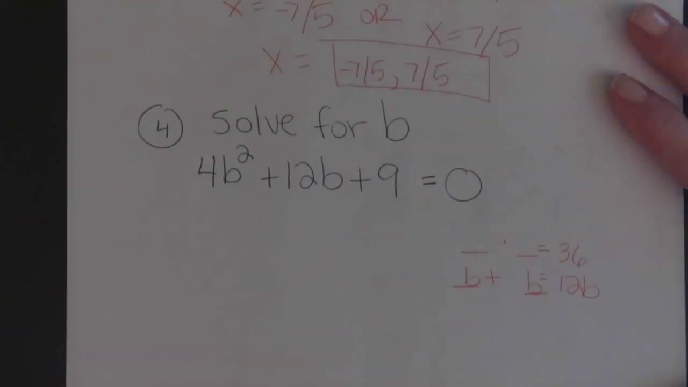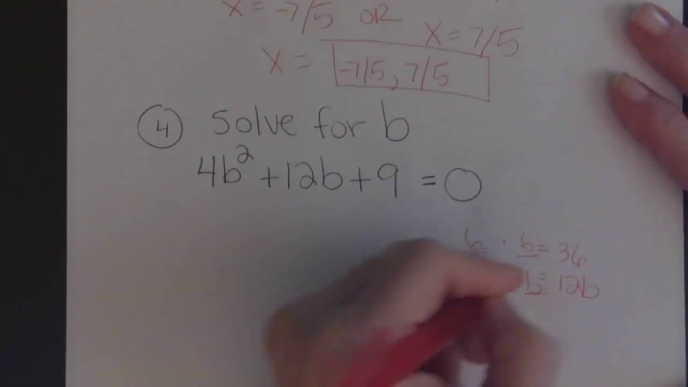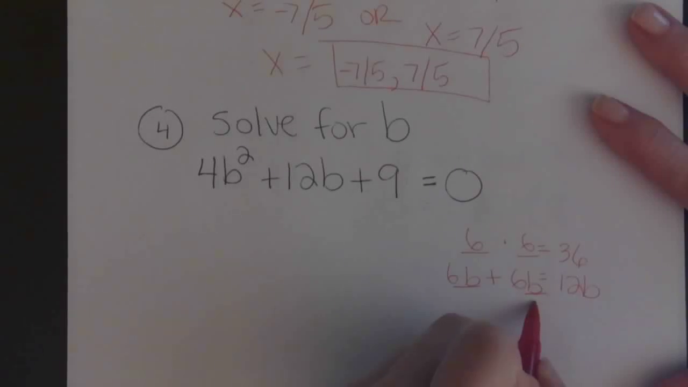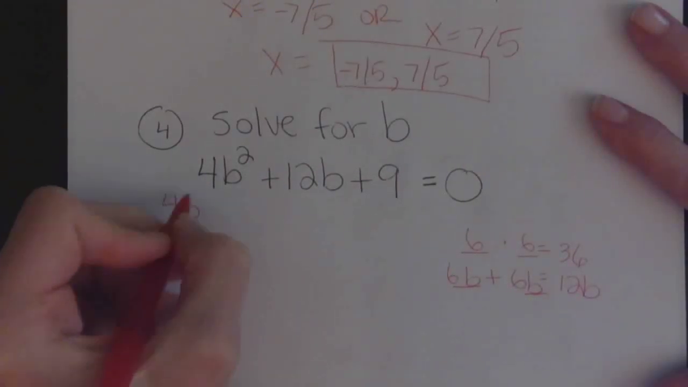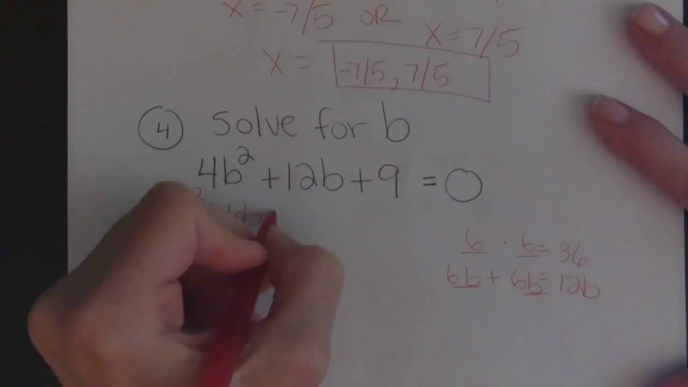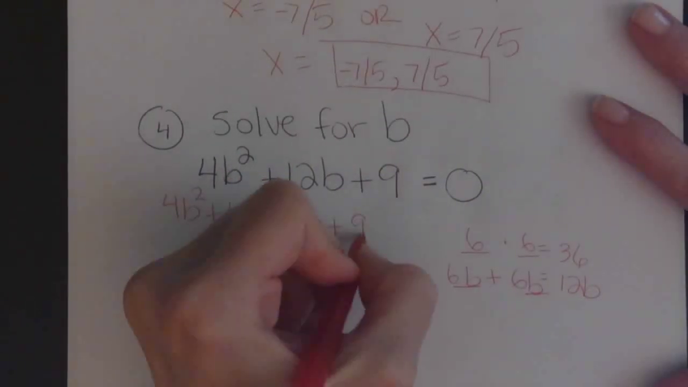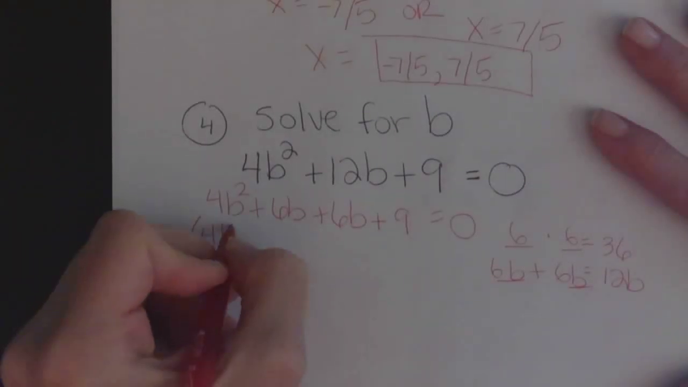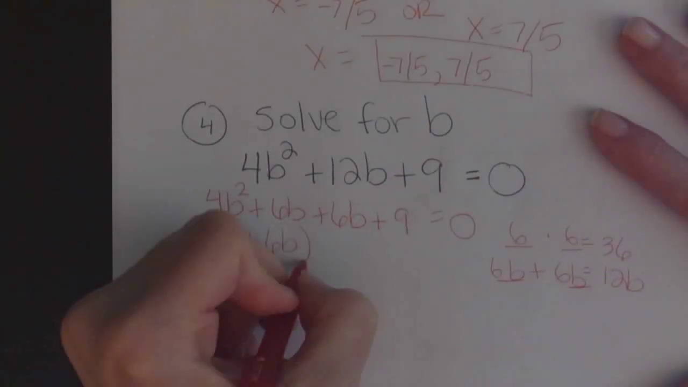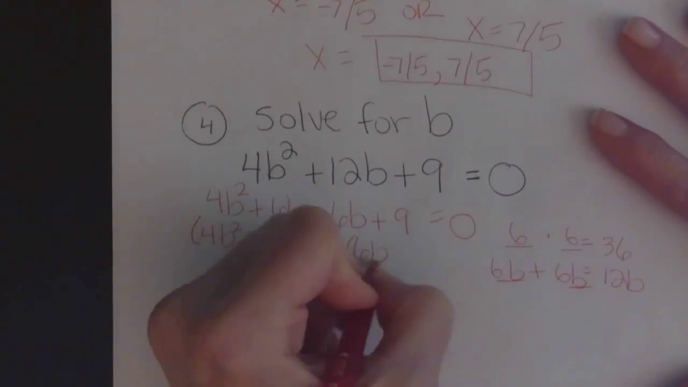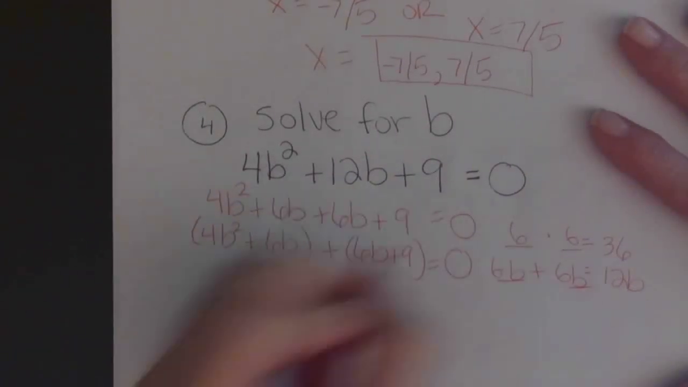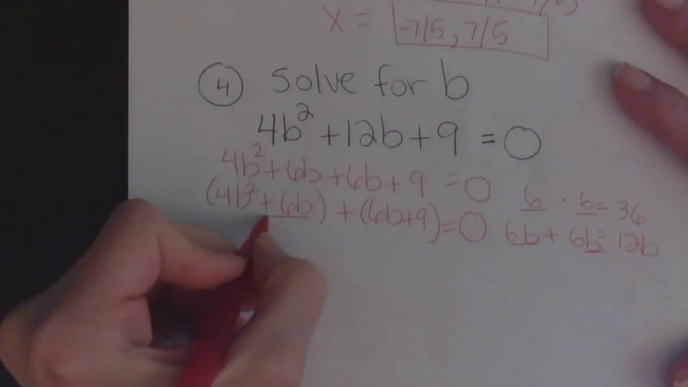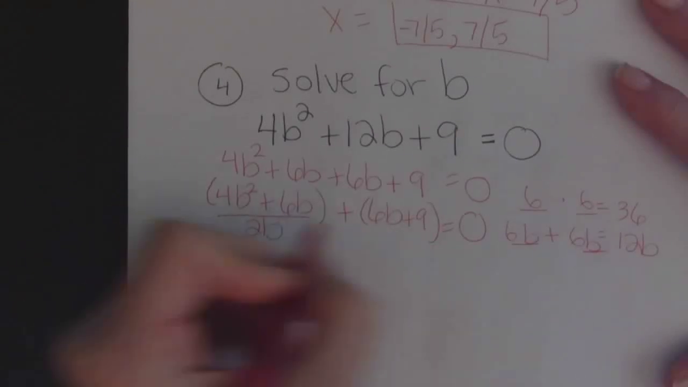So I know I'm going to have my b's on here. So what do you think? I hope you're thinking 6 and 6. Because that works out really nicely. So I'm going to rewrite 12b as 6b plus 6b. That's going to give me 4b squared plus 6b plus 6b plus 9 equals 0. I'm going to group them up. 4b squared plus 6b, plus, group these up, 6b plus 9 equals 0. Don't forget your equals 0.